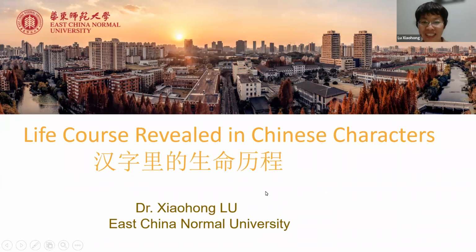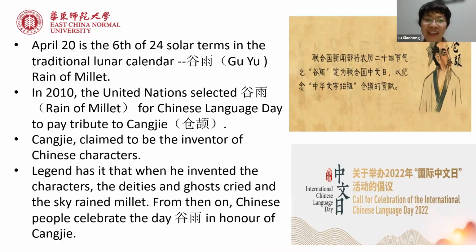Today is April 20th. April 20th is the 6th of 24 solar terms in the traditional lunar calendar, which is also called Gu Yu. The meaning is rain of millet. Here, millet refers to the grain.